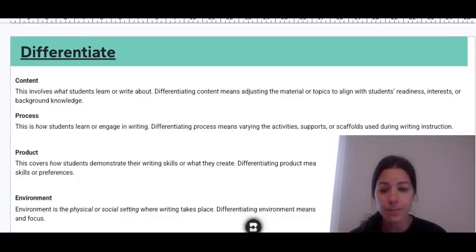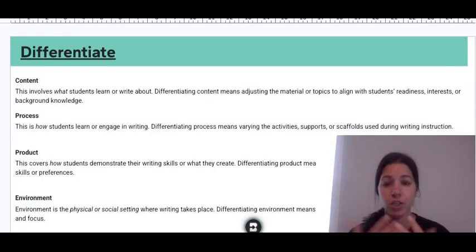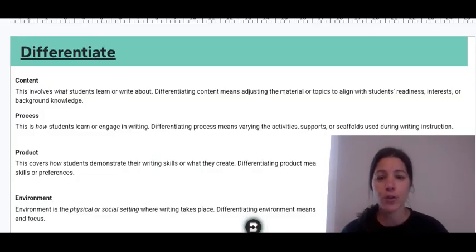When we think about the product, this shows how students demonstrate their writing skills or what they're creating, right? So if the goal is for everyone to be able to draft a response to the question, well, maybe you have to tailor that for some students, or maybe some students are just at the oral stage where they have to record their oral response. You have to think about different opportunities and your students' strengths and weaknesses, and make sure that you're giving them all opportunities to be successful with the task.